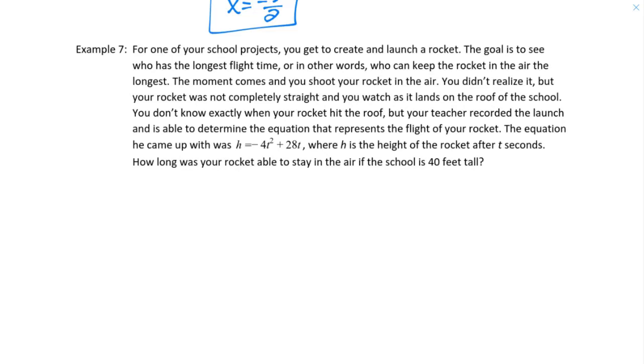You don't know exactly when your rocket hit the roof, but your teacher recorded the launch and is able to determine the equation that represents the flight of your rocket. The equation he came up with was h equals -4t squared plus 28t, where h is the height of the rocket after t seconds. How long was your rocket able to stay in the air if the school is 40 feet tall? Well, if you need a visual, I'll draw you one of my fantastic pictures here.